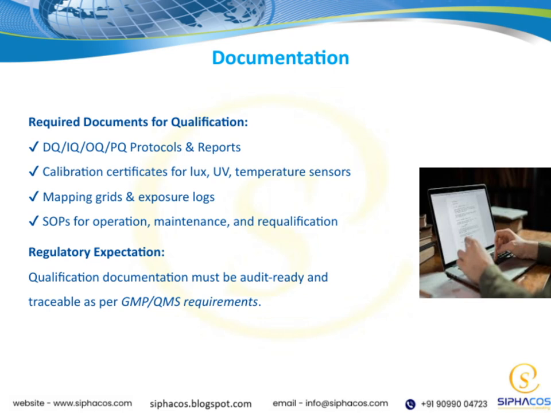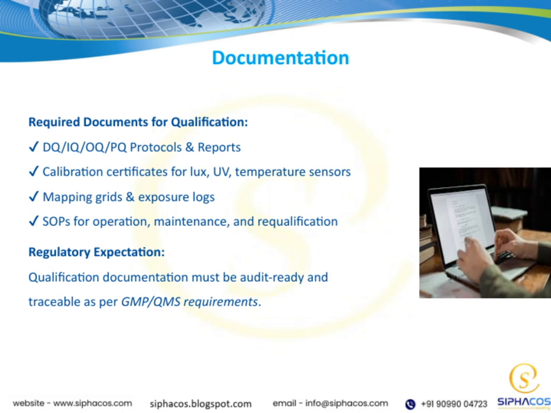You also need calibration certificates for sensors measuring lux, UV, and temperature. These certificates prove that your sensors are accurate and reliable. Mapping grids and exposure logs are also essential. They help us track where and how exposure occurs, ensuring proper documentation of processes. Additionally, standard operating procedures, or SOPs, for operation, maintenance, and requalification are vital. They provide consistent guidance and help maintain the integrity of your processes over time.